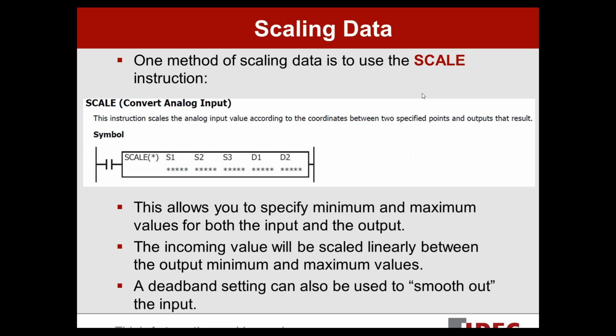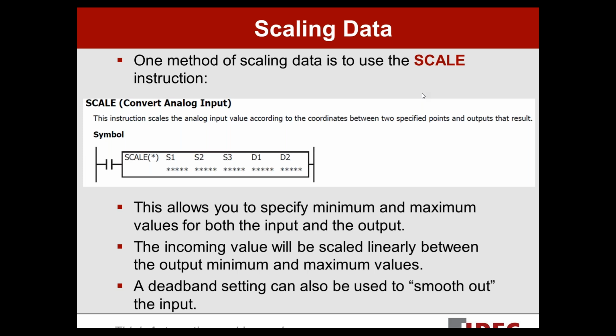Now we can convert from one data type to another. We can also scale data. One of the examples that we're going to do later is, let's say you've got a pressure sensor, a 0 to 10 volt pressure sensor coming into your PLC. And you may want to scale that maybe between 0 and 100% or between whatever values. But there's a couple of ways that you can go about scaling that. One is to use this scale instruction.